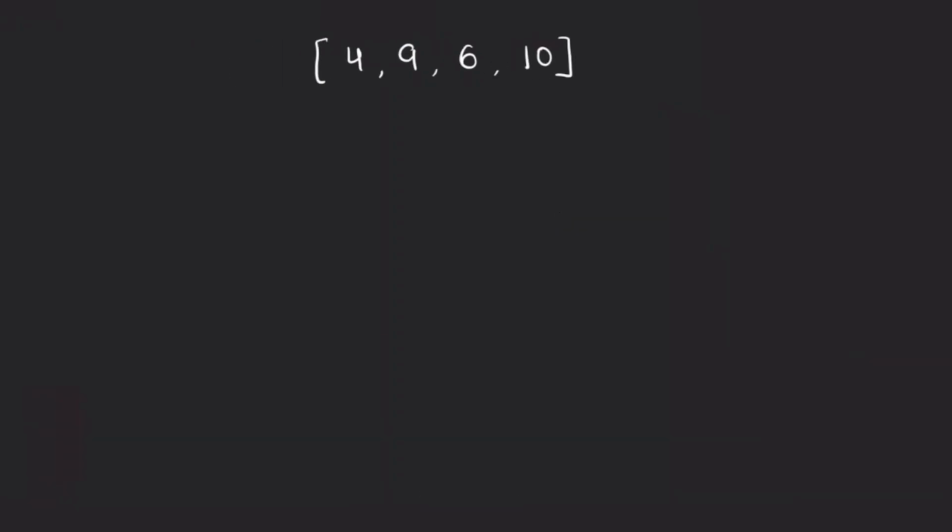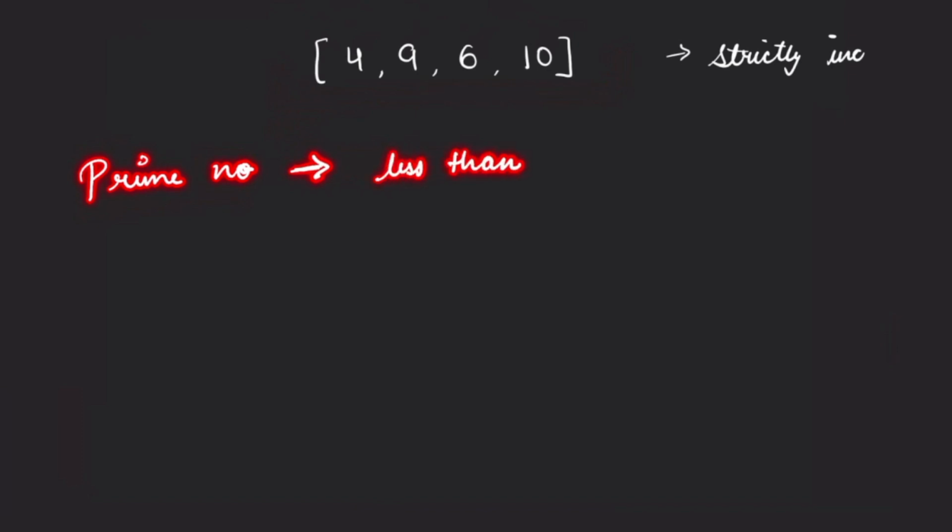So what they are saying is that in the input we are given an array which consists of positive integers only, right? Now what we need to do is check whether we can transform this array into a strictly increasing array. Now how can we transform it? We need to pick a prime number and subtract it from that particular number. And this prime number should be strictly less than the number from which we are subtracting it, right?